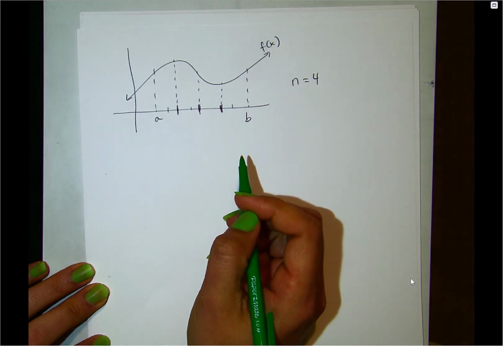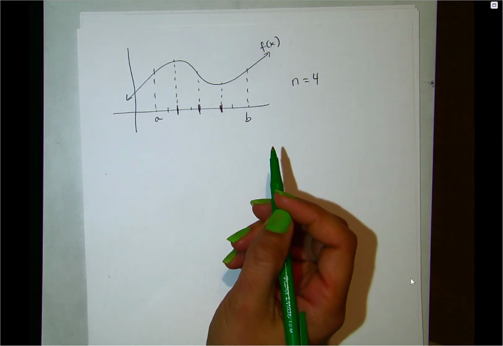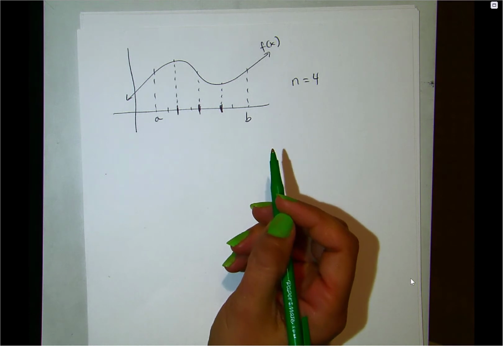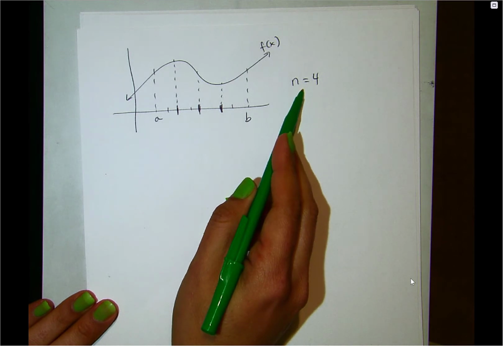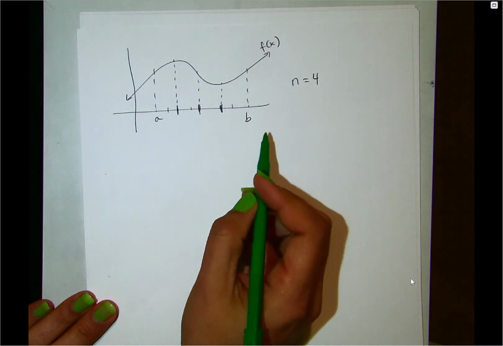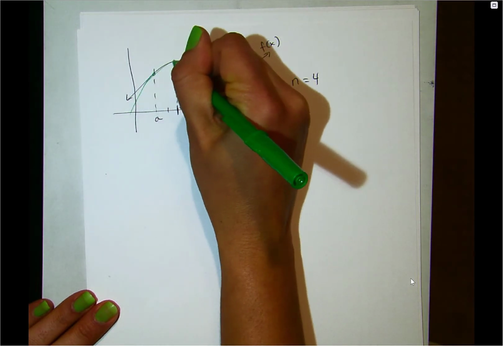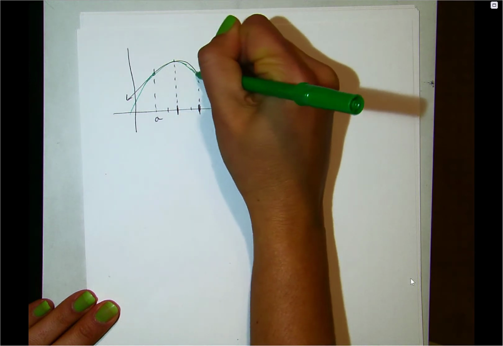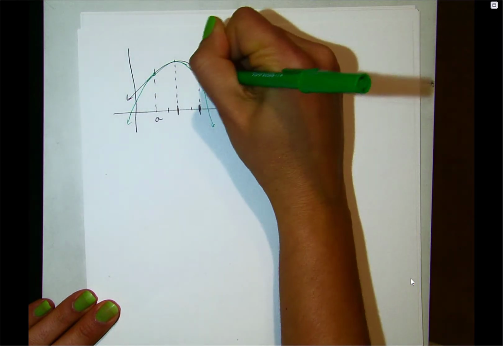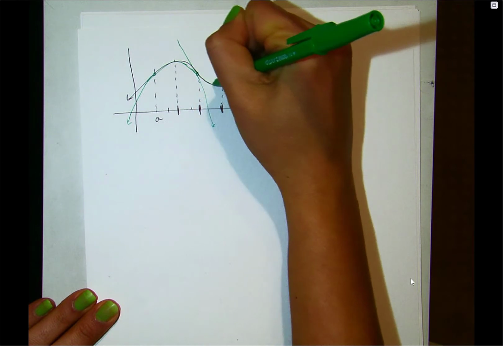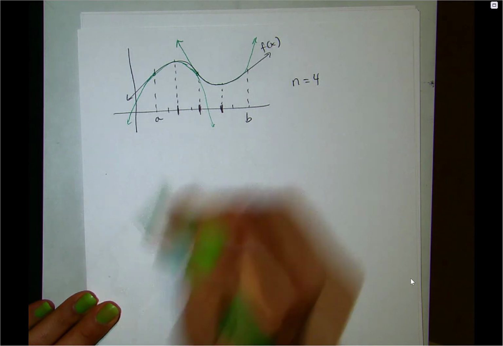So how many points are needed to get the equation of a parabola? Each parabola needs 3 points. So when n equals 4 for 4 intervals, I'm really using 2 parabolas. So notice that I'm going to be using a parabola that covers these 3 points, and then a parabola that covers these 3 points. So that's how Simpson's rule works.